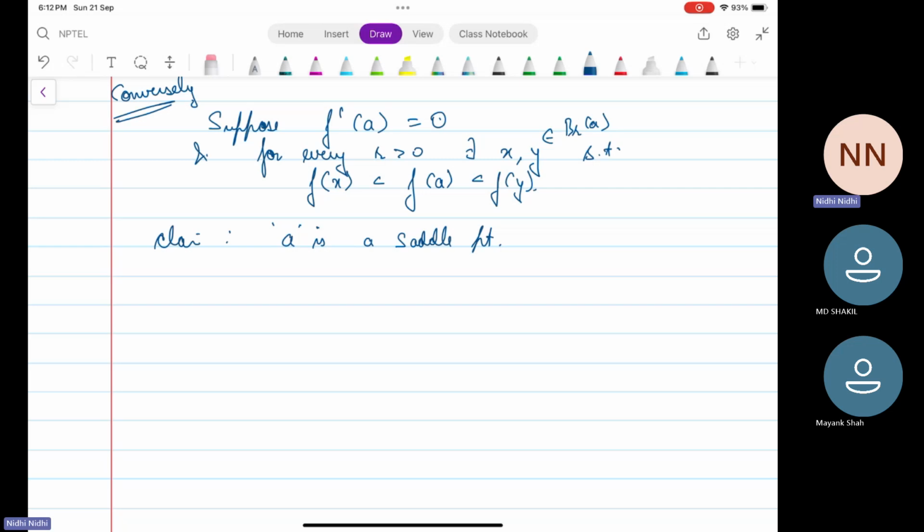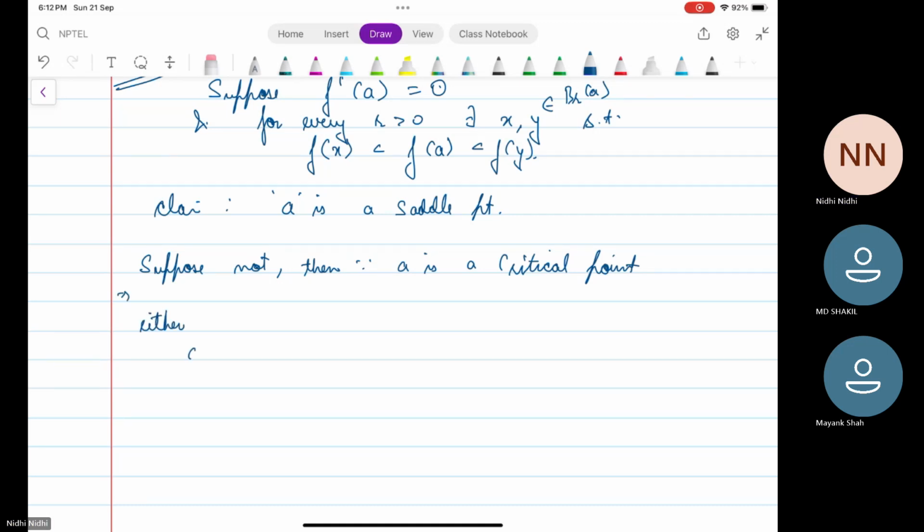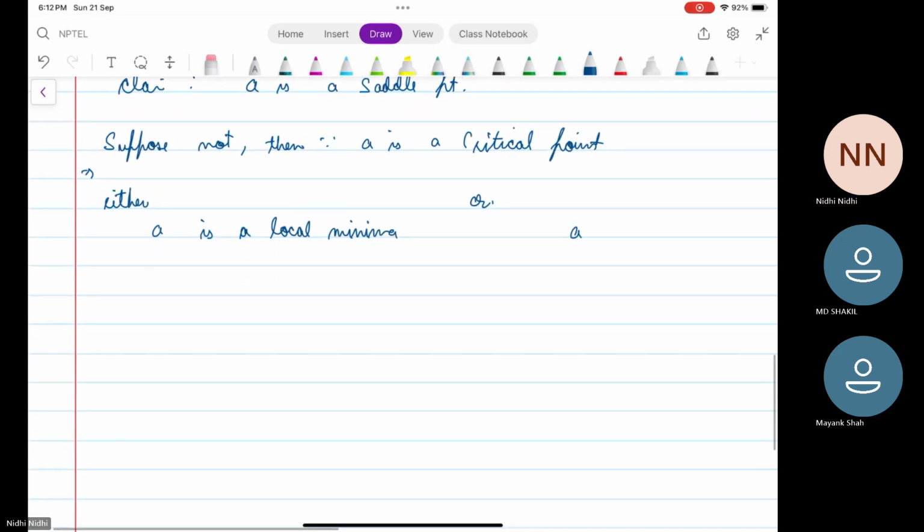Clearly, if it is not, and since it is a critical point, then it will be either a local maxima or minima. Suppose not. Then since A is a critical point, this implies either A is a local minima or A is a local maxima.